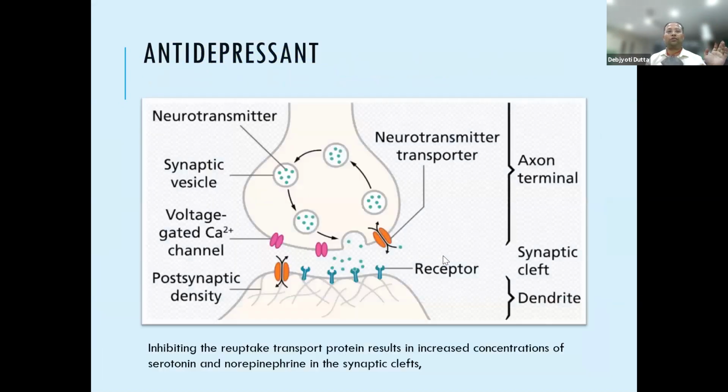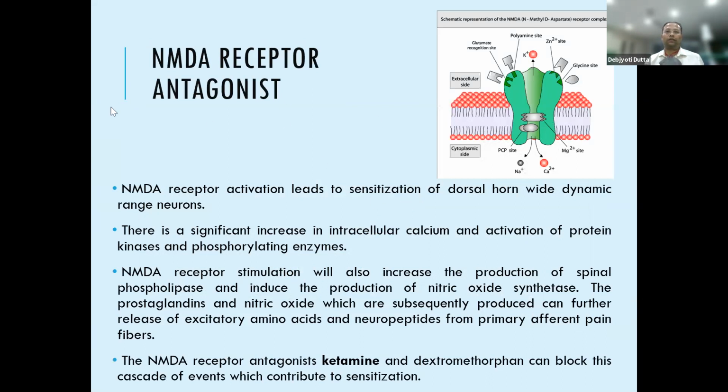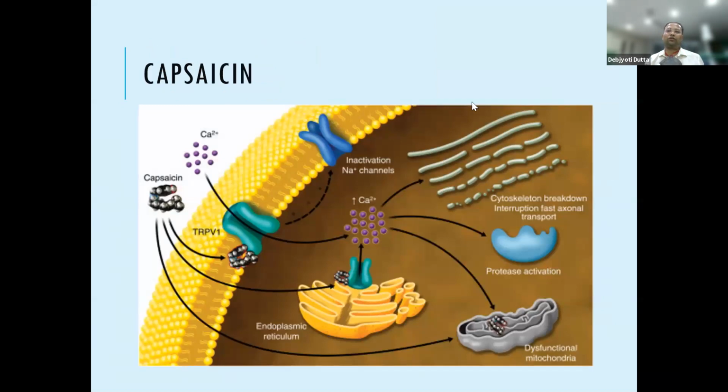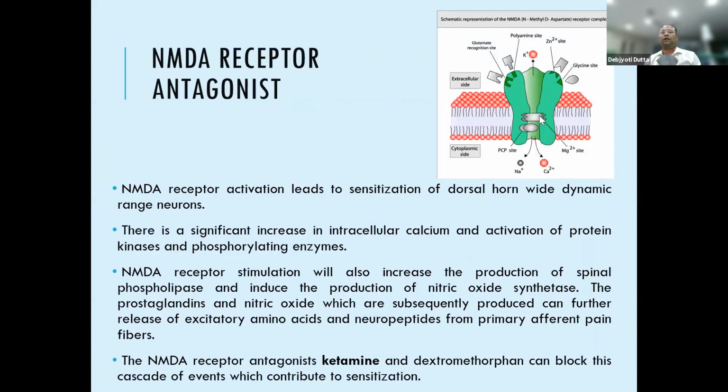Antidepressants, as I told you, also increase the serotonin and norepinephrine in the synaptic cleft, which will ultimately make the inhibitory pathway stronger. Then the NMDA receptor antagonist: the NMDA receptor will be blocked, so the action potential will be dampened gradually.